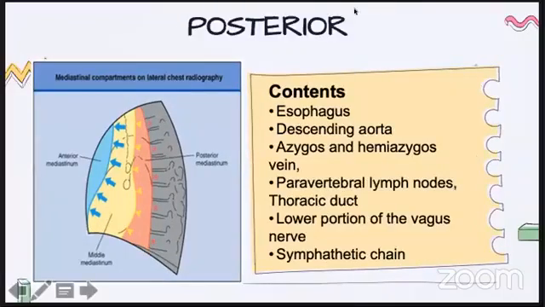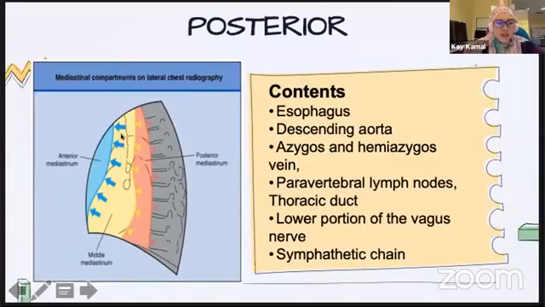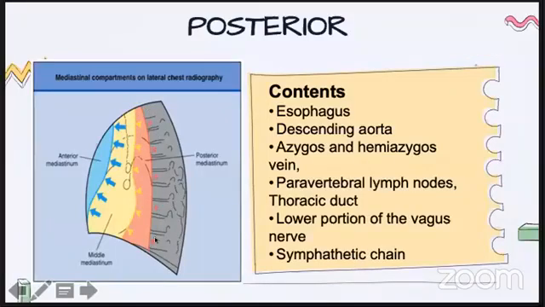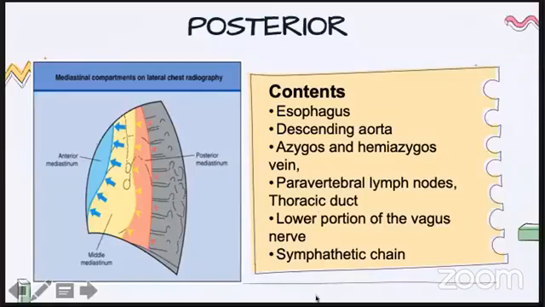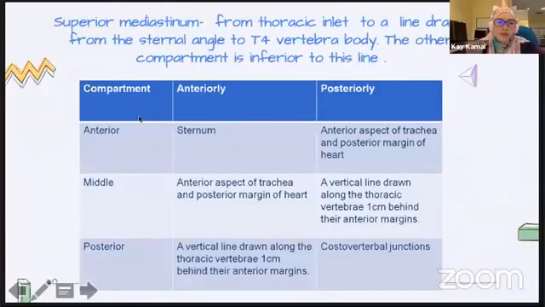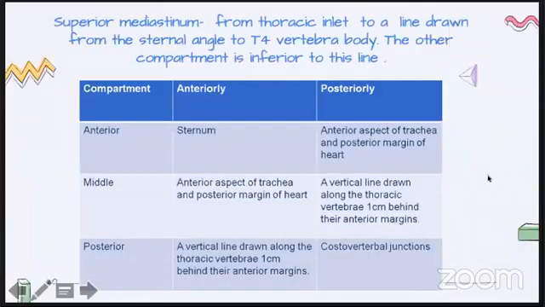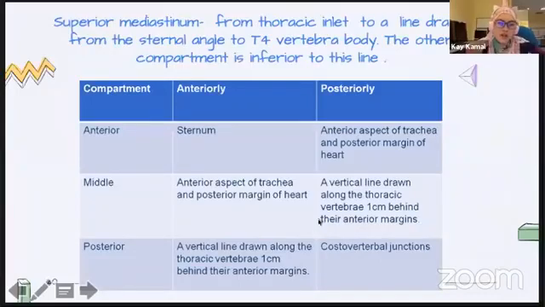And we move on to the posterior mediastinum. It is the one at the back, the red one. So it's behind the heart and in front of the vertebra, to make it easier. And it has the esophagus, the descending aorta, the big vessels again, the thoracic duct, and some sympathetic chain as well. So again, this is what do you call that? Condensation of whatever I just said just now.